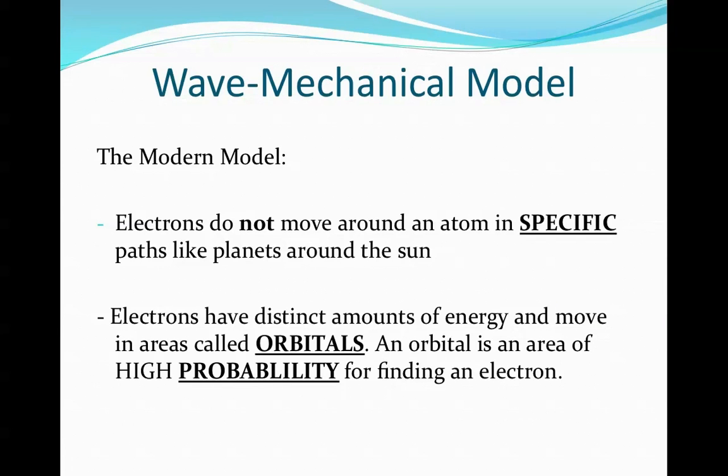Now, progressing a little bit further is the wave mechanical model, or the modern model. A lot of ideas and theories contributed to this, but we'll basically sum it up in the fact that electrons do not move around an atom in specific paths like planets around the sun. We say that they have a distinct amount of energy, and they move in areas called orbitals. This is a key vocabulary term. Again, I would highlight or star the term orbitals. An orbital is an area of high probability for finding an electron.